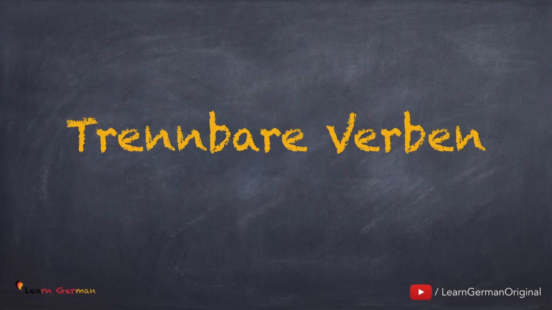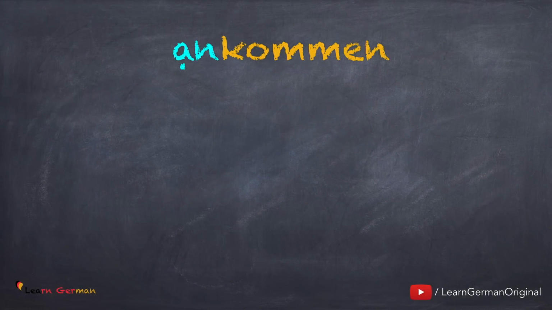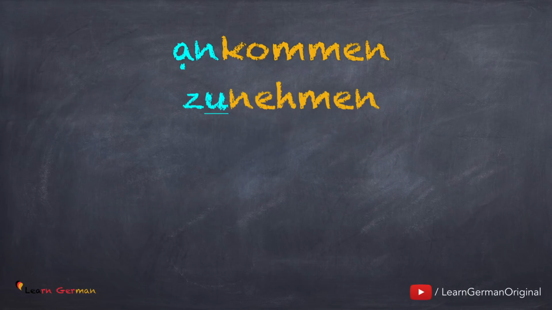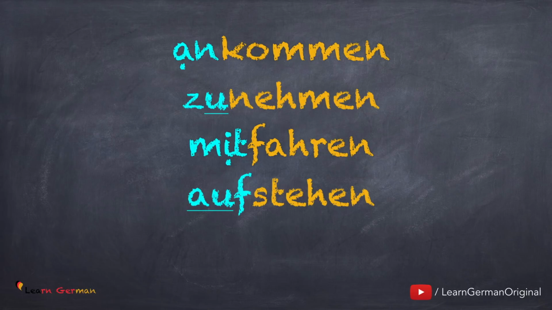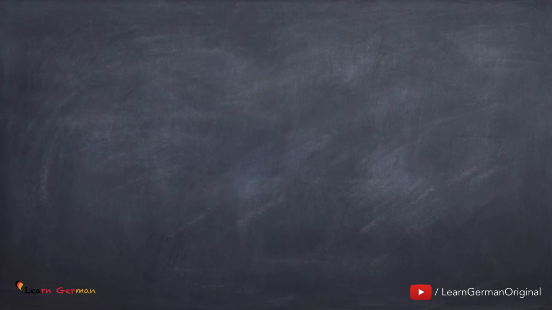However, when we look at separable verbs, trennbare Verben, the accent is on the prefix and not on the verb stem. Ankommen, zunehmen, mitfahren, aufstehen, vorlesen. Once again, ankommen, zunehmen, mitfahren, aufstehen, vorlesen. The nouns derived from separable verbs follow the same rule.